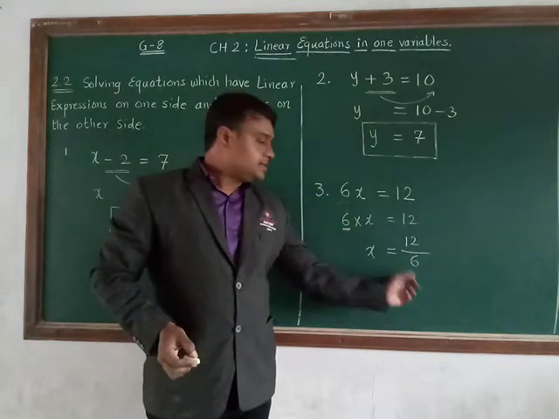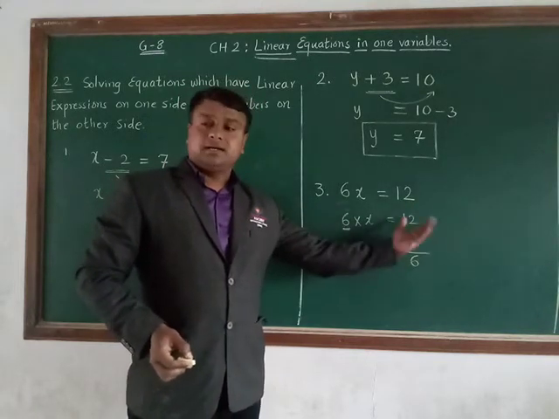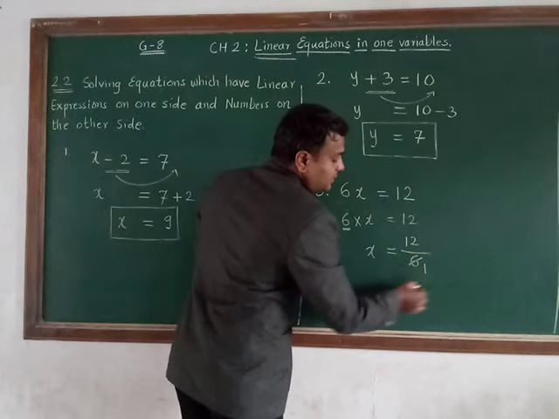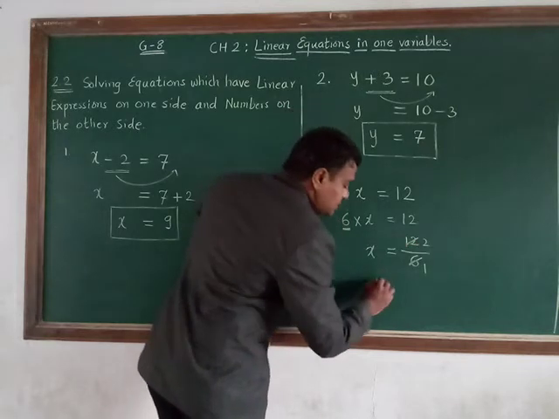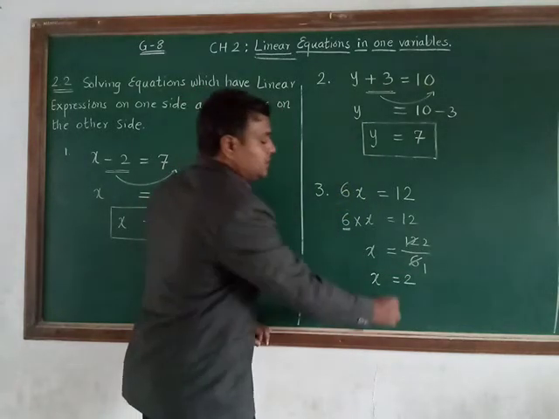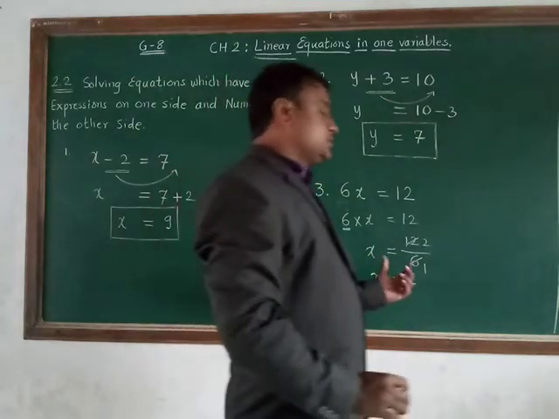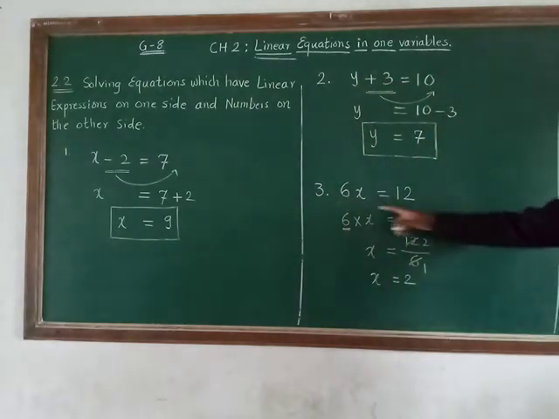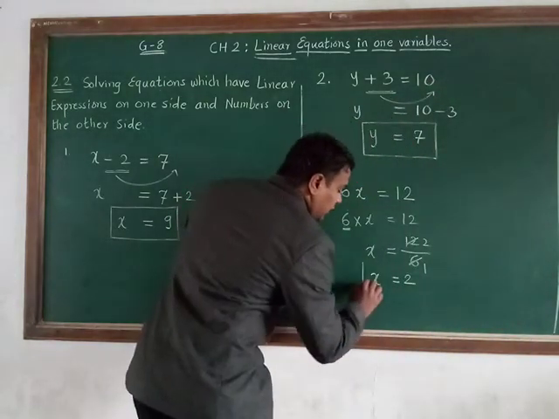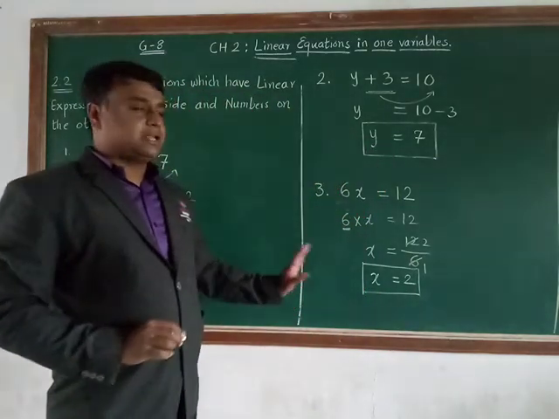12 divided by 6. 6 is multiplied over here, and whenever we transpose it to the other side, it becomes divided. So we know that 6 ones are 6, 6 twos are 12. So x is equal to 2, or you may say 2 upon 1, that is 2. So x is equal to 2, and we now have the solution of our linear equation: for 6x is equal to 12, the solution is x equal to 2.